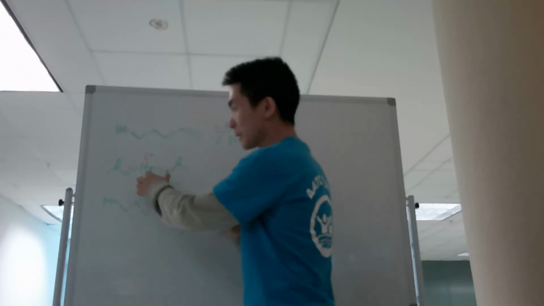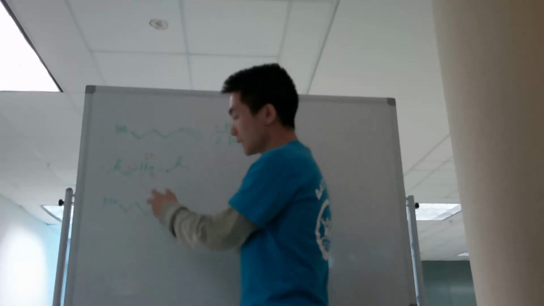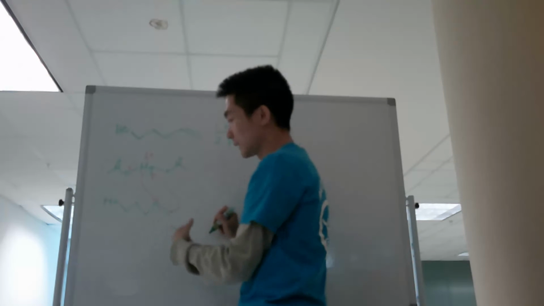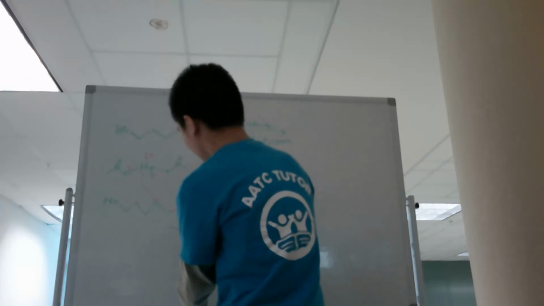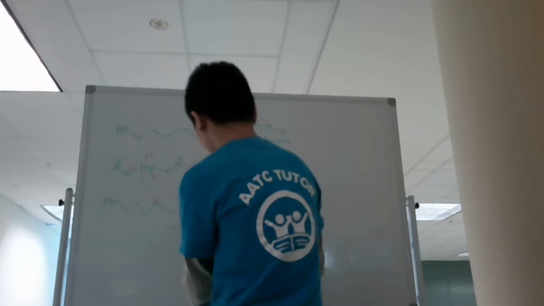Because mercury is becoming more nucleophilic as it gains more electrons, the alkene is becoming more electrophilic as it loses electrons. Oh, okay. That's really interesting. So let me write this down.